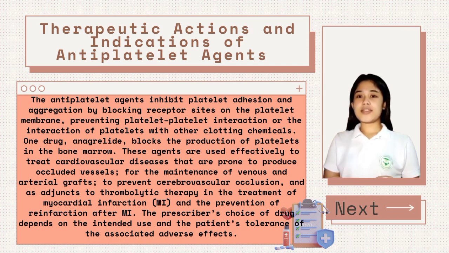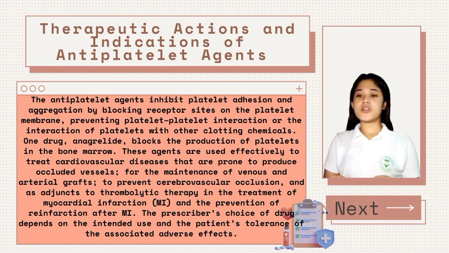Therapeutic actions and indications. The antiplatelet agents inhibit platelet adhesion and aggregation by blocking receptor sites on the platelet membrane, preventing platelet-to-platelet interaction or the interaction of platelets with other clotting chemicals. One drug, anagrelide, blocks the production of platelets in the bone marrow.